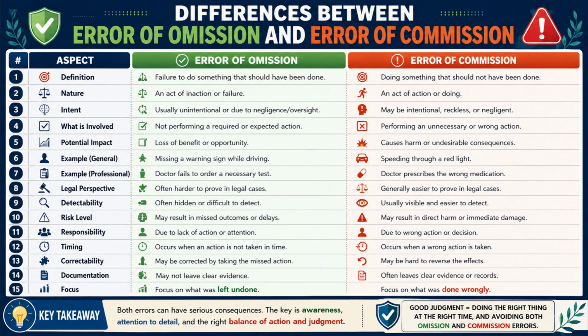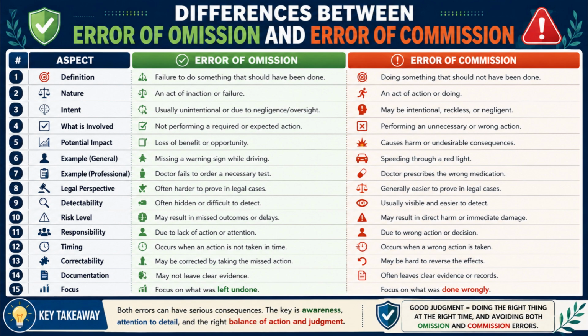In this video, we will discuss the differences between error of omission and error of commission in accounting. Both are types of accounting errors, but they differ in nature, causes, detection, and impact on financial records. Let us understand these differences one by one.